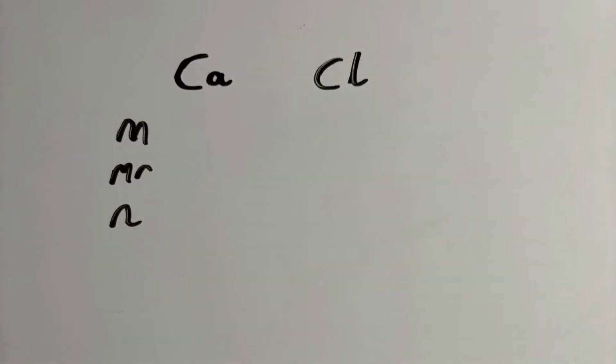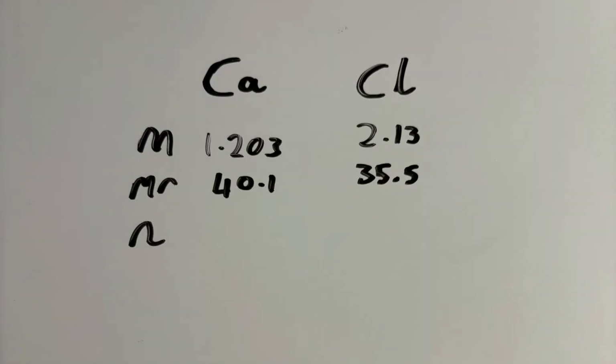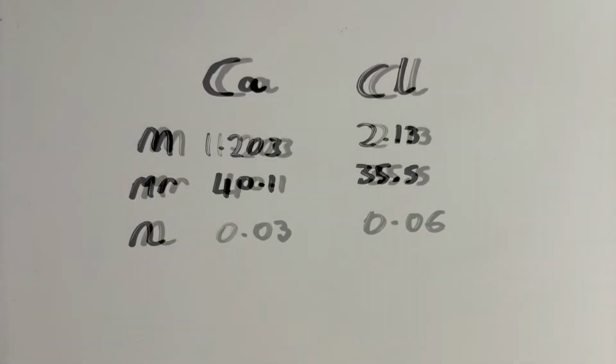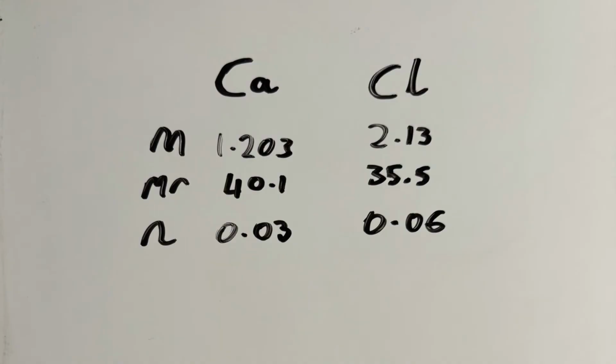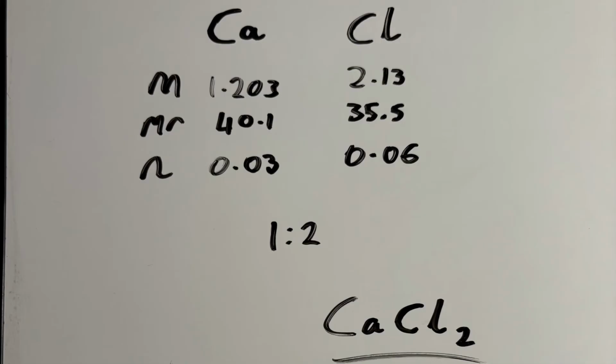You're also supposed to be able to calculate the empirical formula of a molecule. So in this question, we're expected to calculate the empirical formula of calcium chloride. And the way we're going to do that is we're going to pull our masses from the question, and we're going to pull our relative atomic masses from our periodic table to calculate our number of moles. And then we're going to calculate the ratio, which is in this case 1 to 2, so we can say the empirical formula is CaCl2.